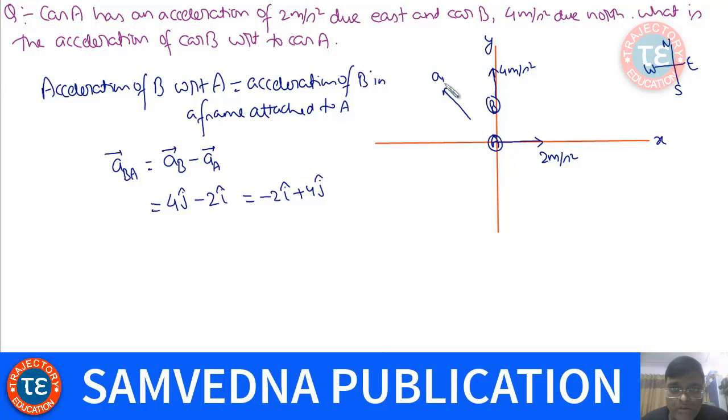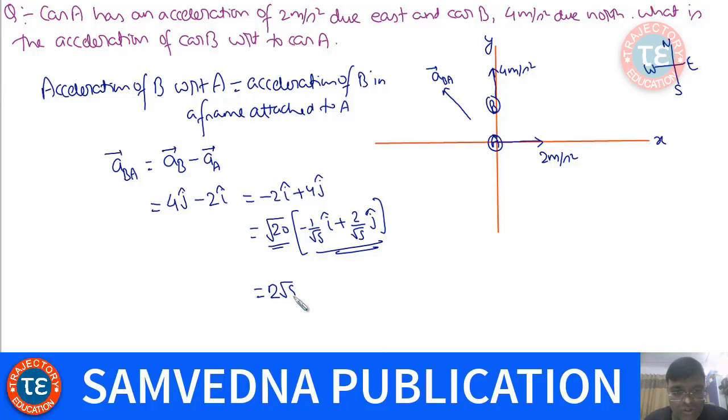Acceleration of B with respect to A will be in this direction. You can put it in this form also. The magnitude of this vector is how much? 16 plus 4, root 20. And root 20 is 2 root 5. That's the unit vector, and the magnitude is root 20, which is 2 root 5 meter per second square. You take out the magnitude from the vector, what remains is the unit vector. That is telling you this direction, the unit vector n cap, and the magnitude is 2 root 5. Getting the point?